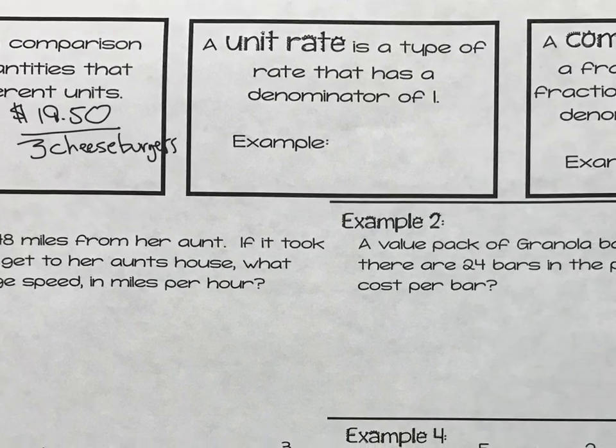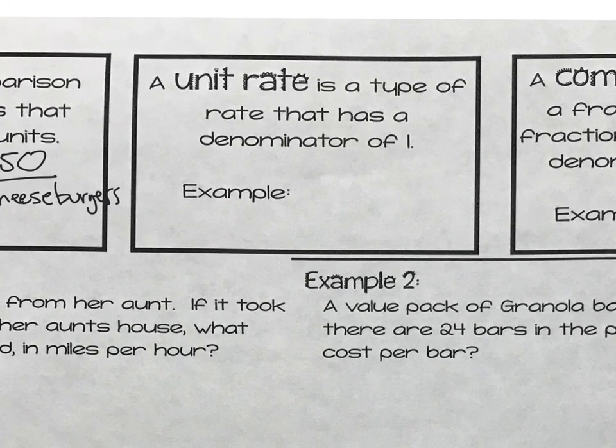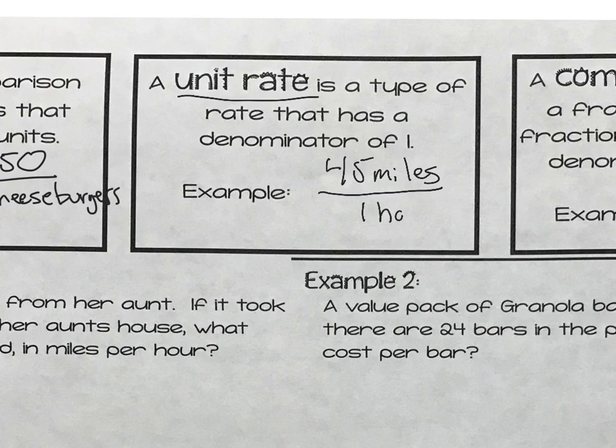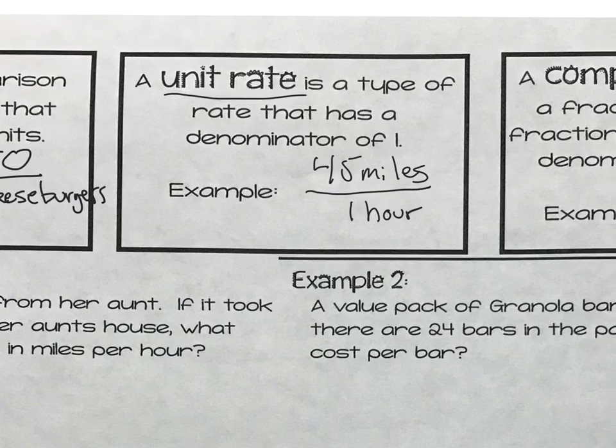And while you're doing that, we're going to move on to unit rate. So that was a rate. Now we're talking about a unit rate. A unit rate is a type of rate that has a denominator of 1. Okay, this is what we've been working on. For instance, we might say 45 miles over 1 hour. Okay, so the denominator of 1, so 45 miles over 1 hour, or 45 miles per hour. Okay, go ahead and finish writing that.